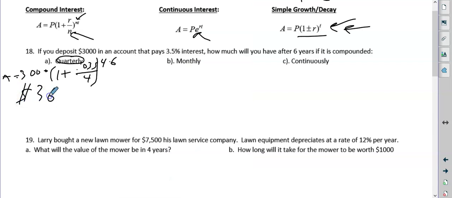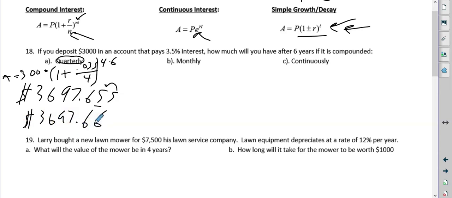Okay, so 3697.655. Common occurrence, people are just like rounding the nearest dollar or whatever. It's money, so we want to round to the nearest penny, which means we're going to look here and round up. So that's going to be $3,697.66. Okay, now for this one, monthly, same setup.